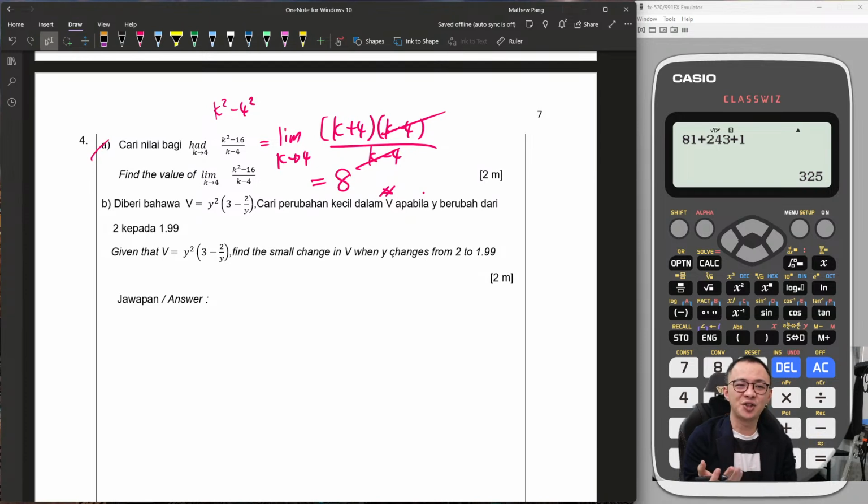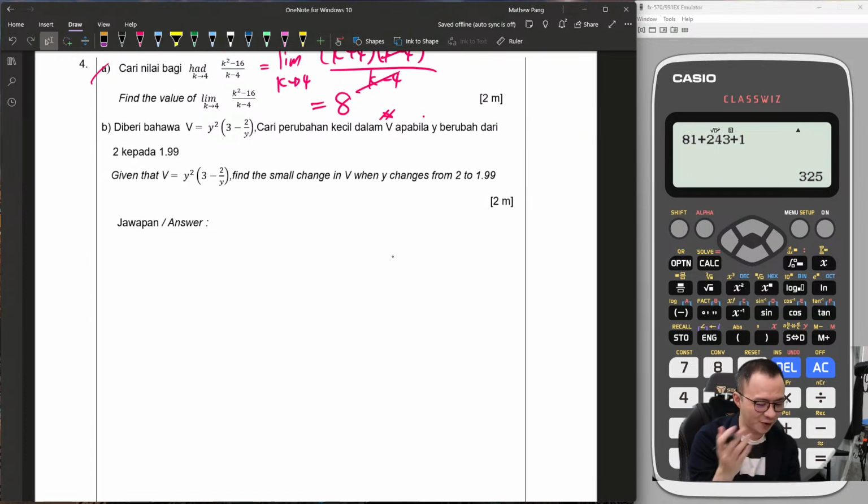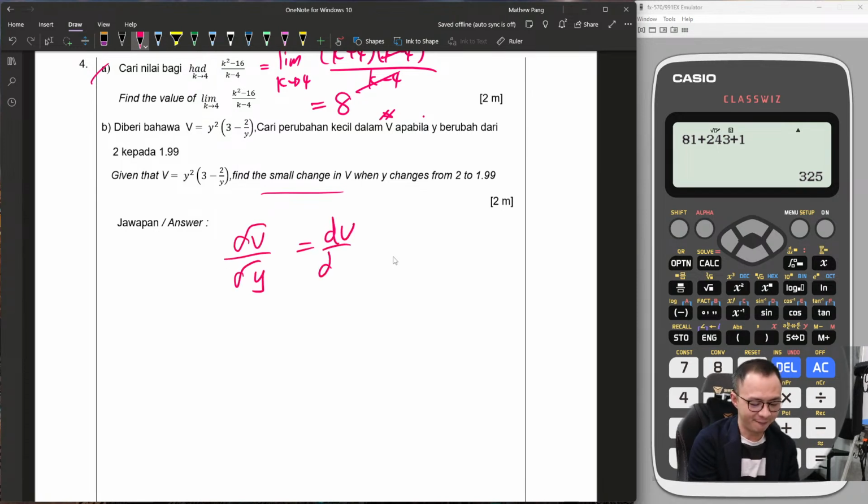Have to write the shown? I don't think so. You don't need to write the shown also can, but since they asked me to show, I just tell the examiner I already shown. So this one they purposely don't want to give you y in terms of x. They change to some other letter, but the concept is still the same. Since this is small change, I will say change of v over change of y equals dv dy.